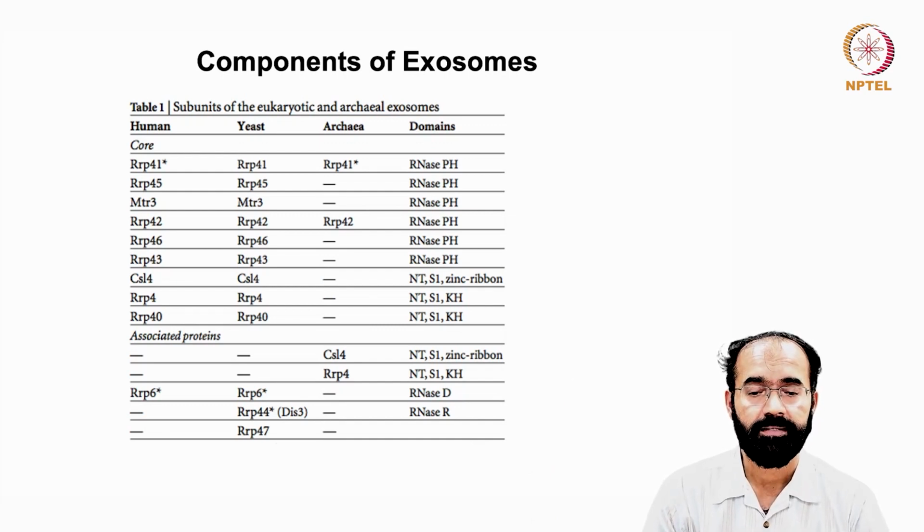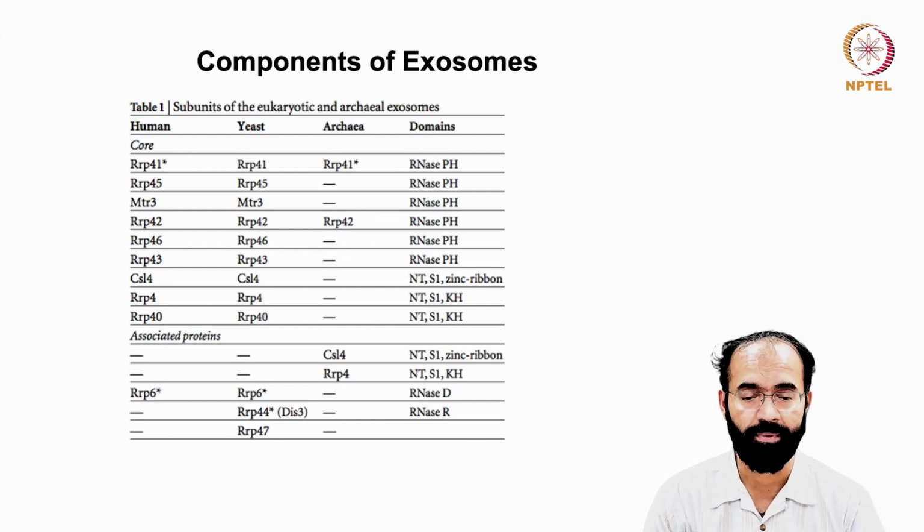And they also have specific domains. Almost all of them have the RNase PH domain. So the RNase domain also contains a PH domain, that is a proline, histidine, amino acid containing domain.